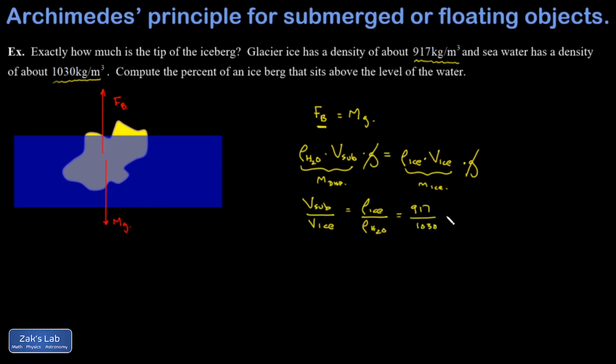I don't care about the units because I see they're going to cancel. And this comes out to 0.89, or as a percentage, 89%. So 89% of the iceberg is beneath the surface. To answer the question, I wanted the tip of the iceberg, which apparently comes out to 11%. So the next time someone uses the phrase the tip of the iceberg, you know they mean 11%.